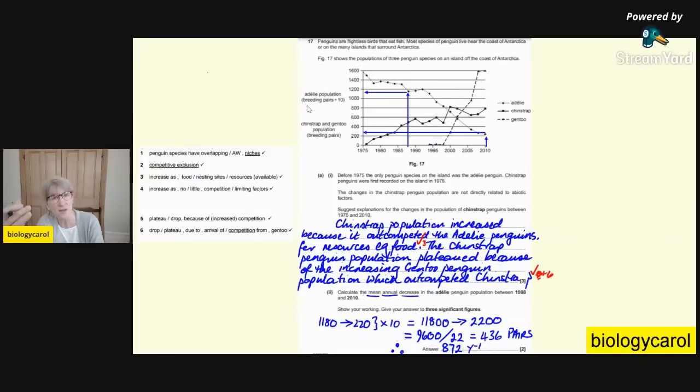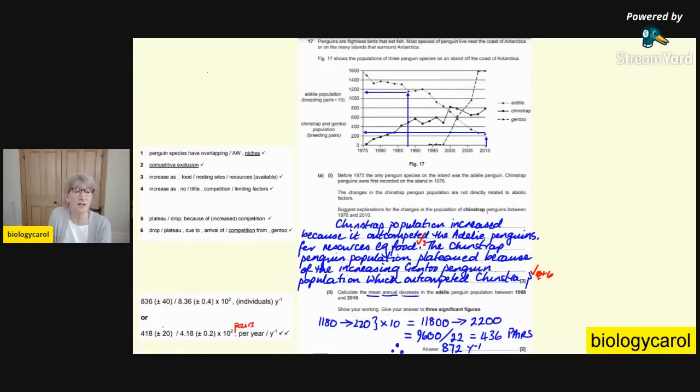But then I read again and go, oh, hold on. Those are the pairs of penguins. So I've now got to times this number by 2 to get the number of individuals that died on average each year over 22 years. And it was 872. Interestingly, I would have got the marks for either working it out for the individuals or just for the pairs, because this should have actually said pairs per year. And I was within the bounds of accuracy. So this number plus or minus 40 got you the 2 marks. This number plus or minus 20. Okay.